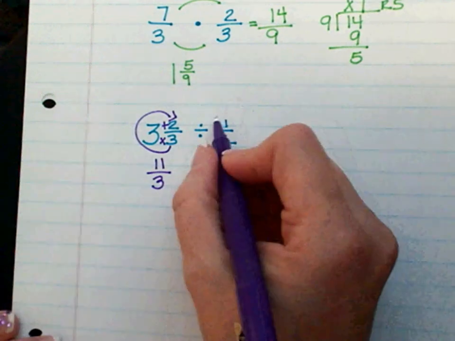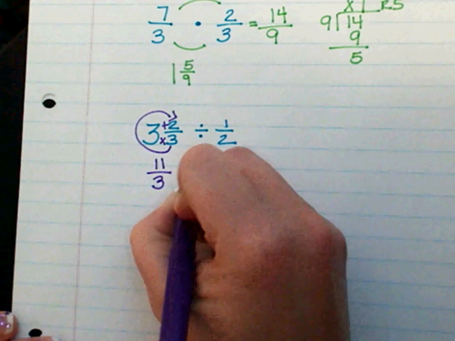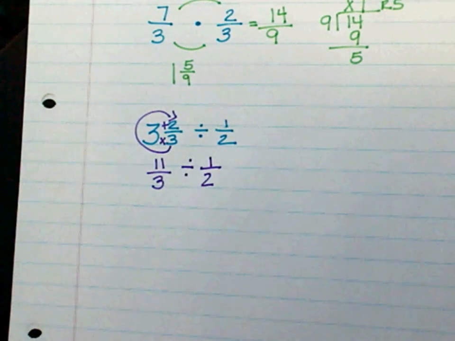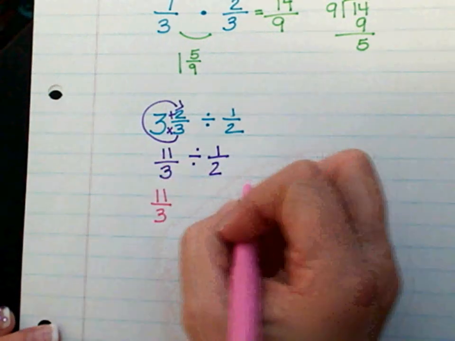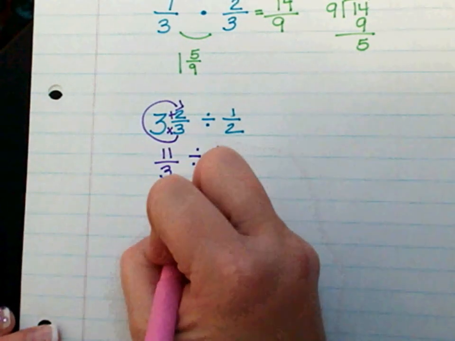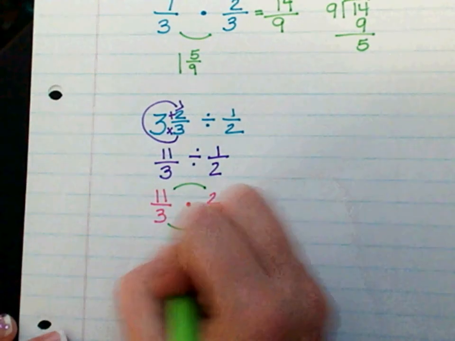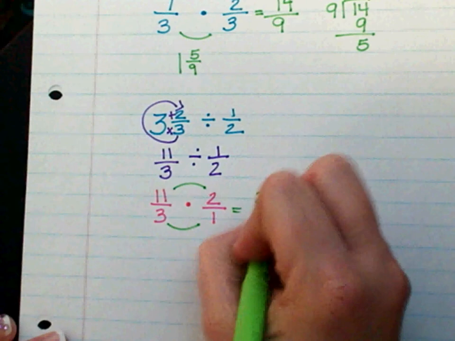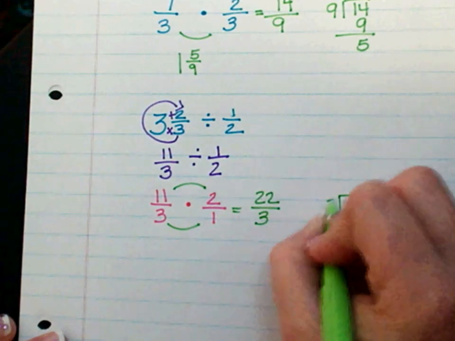Okay, so you should have done this one on your own. There's only one with the mixed, so there's only one that I need to get out of the mixed and get into the improper. 3 times 3 is 9, plus 2 is 11. Leave the denominator the same. 1/2 we don't have to do anything to because it's already in fraction form. There's no whole number, so we just rewrite it and we are dividing.